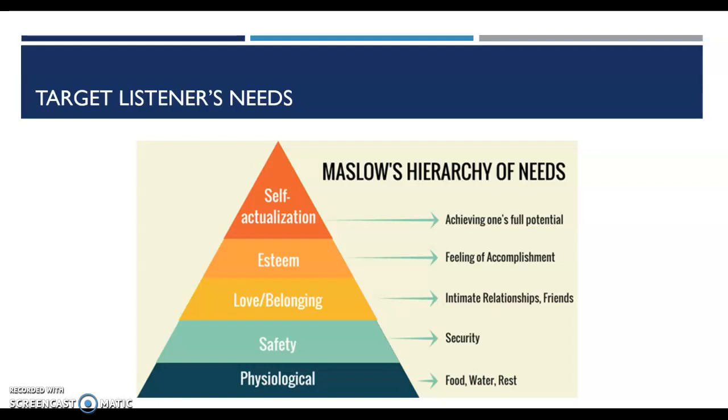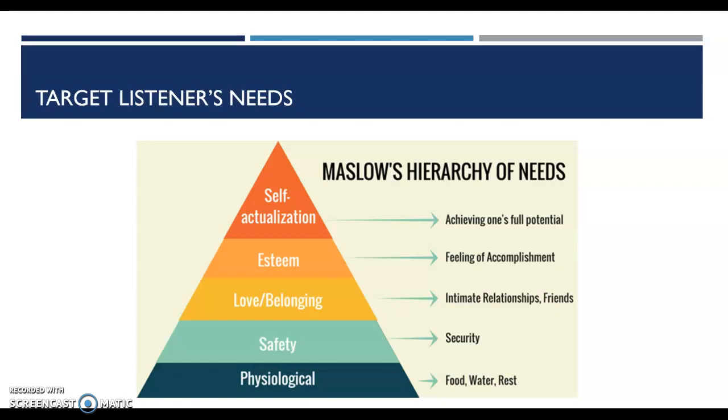Next, you want to target your listener's needs. Maslow, a psychologist, has a hierarchy of needs. This belief is saying that you can't achieve the next highest level, you start at the bottom of the pyramid, without making sure all the needs are met below it. So you can't build on top of something without the base layers. Okay? So he has all these different layers, and these are different ways you can reach your audience persuasively also.